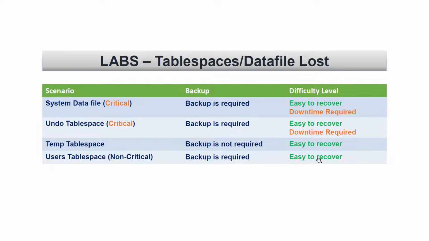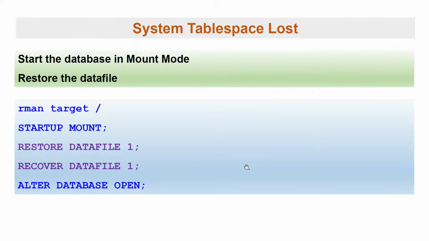For the others, downtime is needed only for system and undo. For the temp tablespace there is no backup, and it is easy to recover. Basically you don't recover it, you recreate it. And the users tablespace is non-critical, backup is required, easy to recover, and no downtime is required. So let's see each and every scenario.